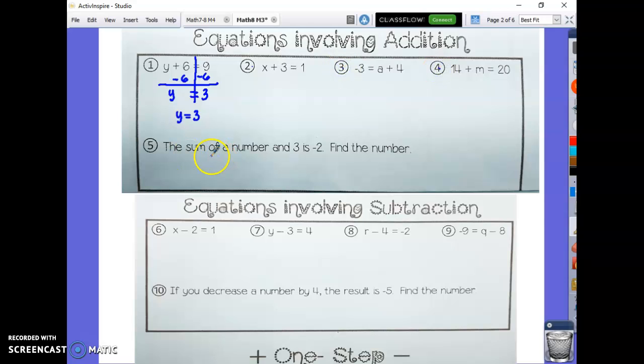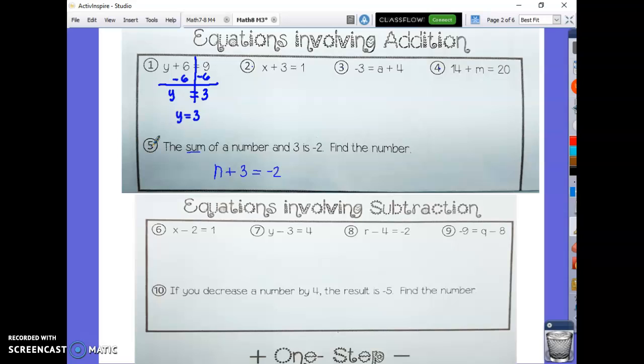The sum of a number and 3 is negative 2. Find the number. The sum meaning add. Sum of a number, well, we don't know what the number is, so we'll just say it's the letter N for number, and 3. Sum of a number and 3, so you're adding the number to 3, is equal to negative 2. So that's our equation for that problem. Go ahead and do number 5 on your own also.